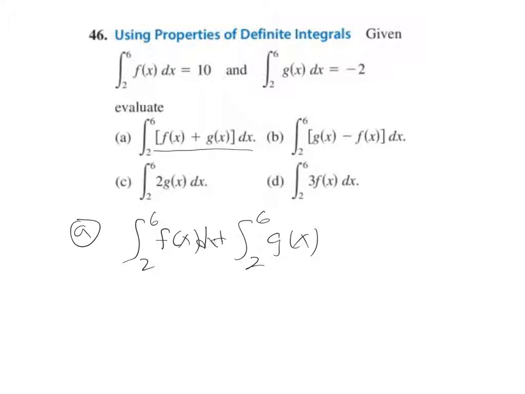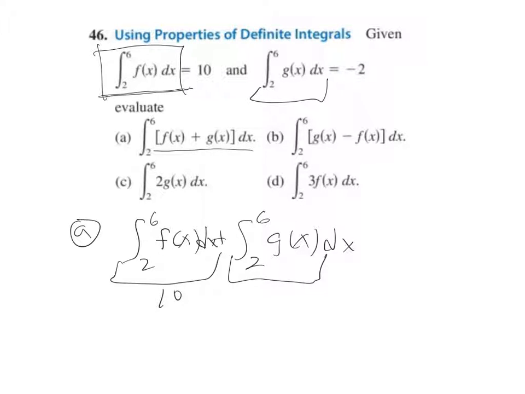And I want to do that here because in order to use this first property, I've got to be looking for the integral from 2 to 6 of f of x dx. So now I can call this 10, and now I've got this. So I can call this negative 2, and when I add that up, I get 8. So A is going to be 8.